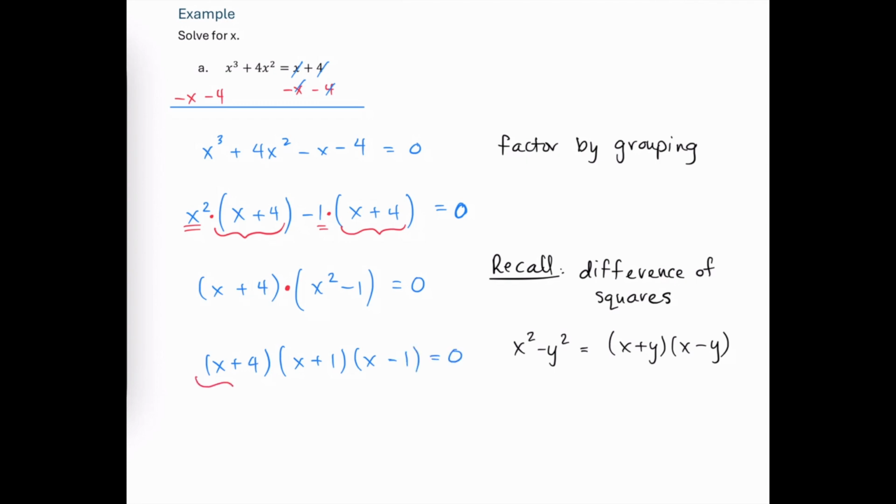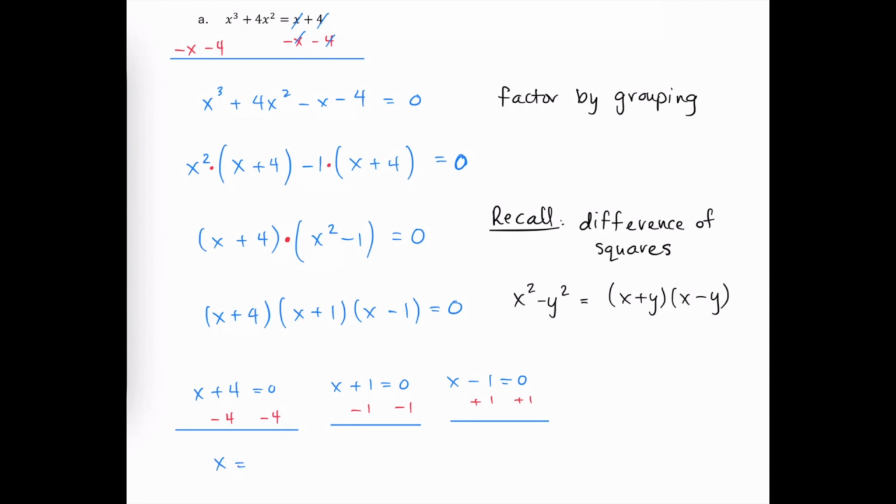Now that our polynomial is completely factored, we're going to take each of these factors and set them individually to 0. So x plus 4 is equal to 0, x plus 1 is equal to 0, and x minus 1 is equal to 0. We solve each of these individually. To get 3 solutions, x is equal to negative 4, x is equal to negative 1, and x is equal to positive 1. And all 3 of these solutions do work back in the original equation.